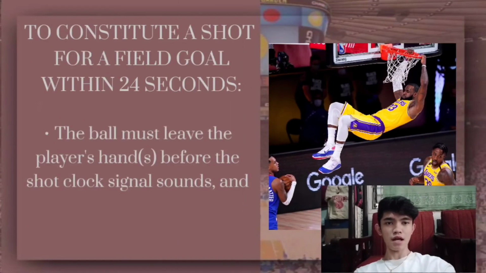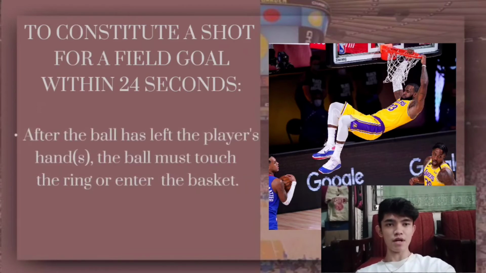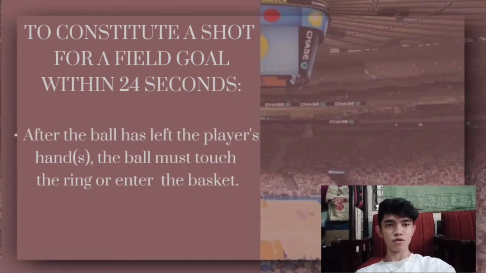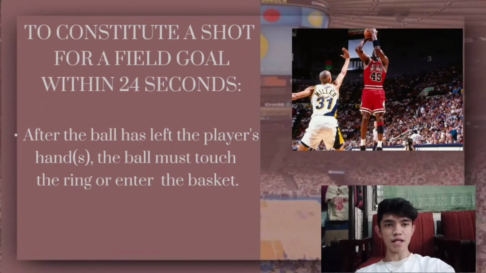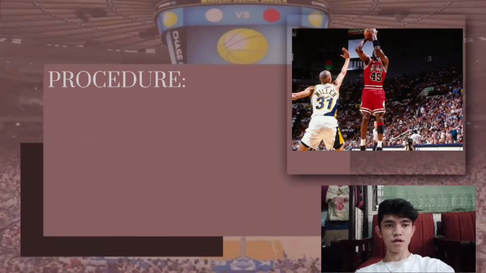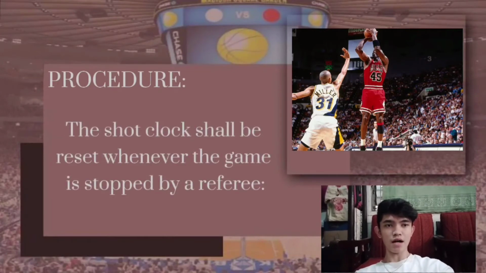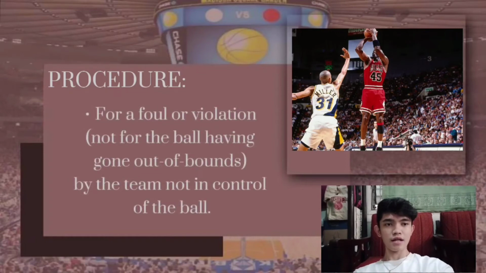To constitute a shot for a field goal within 24 seconds, first, need ng player na may hawak ng bola na bitawan niya ito bago maubos ang 24 seconds or shot clock. And after mabitawan ng player ang bola, kailangan itong tumama or makapasok sa basket para makakuha ng puntos. Procedure: nagre-reset lamang ang 24 seconds o shot clock kapag ito ay itinigil ng referee kapag may kakulangan or nilabag ang isa sa mga player ng bawat koponan.